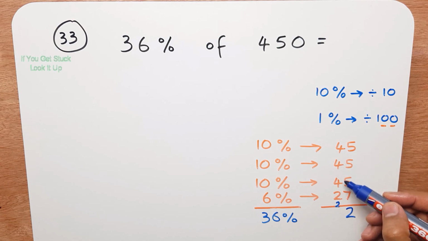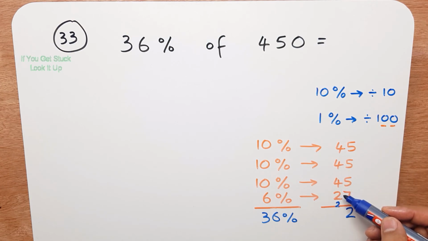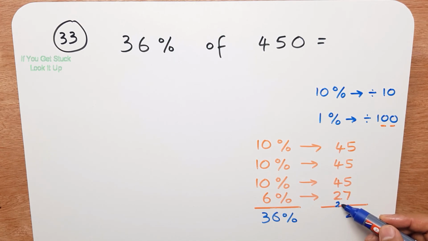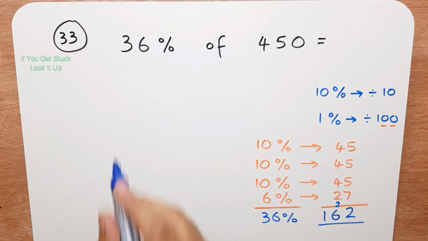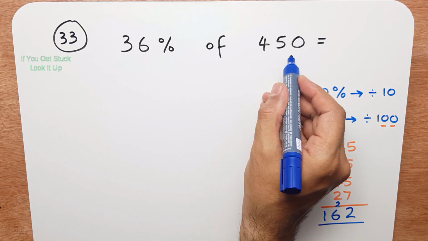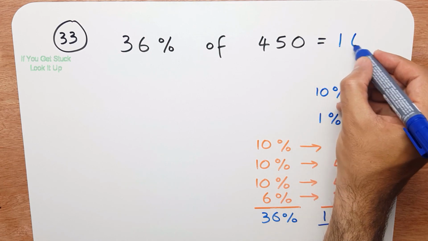4, 8, 12, 14 plus the 2 we've carried over is 16. So I put the 6 down and I carry the 1 over to the next column. I can write that straight down because we finished with the calculation. So our answer is 162. So 36% of 450 is 162.